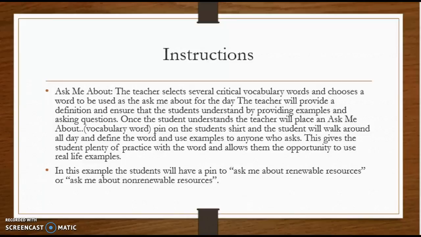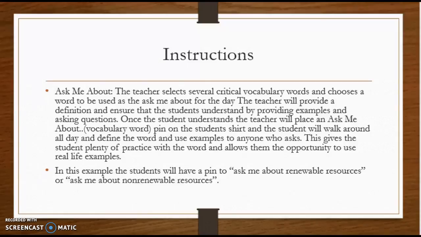Once the student understands, the teacher will place an Ask Me About vocabulary pin on the student's shirt, and the student will walk around all day and define the word and use examples to anyone who asks. This gives the student plenty of practice with the word and allows them the opportunity to use real-life examples.